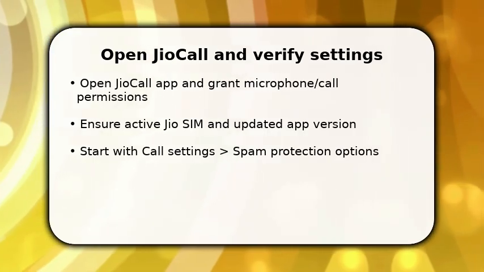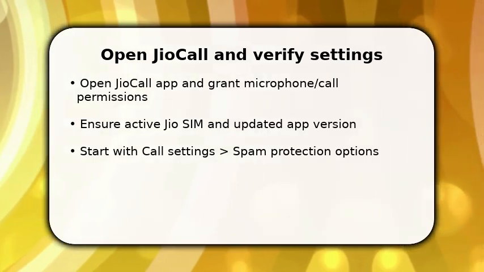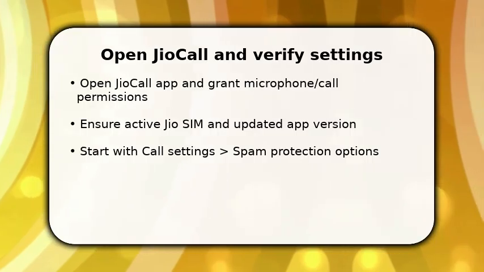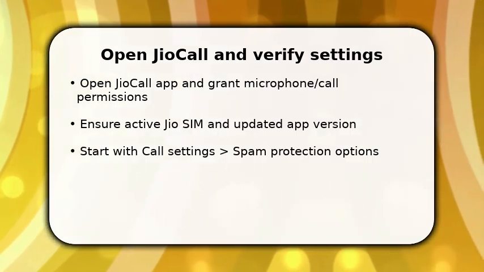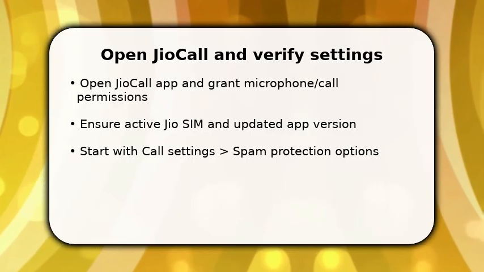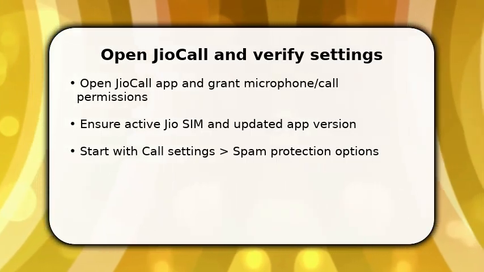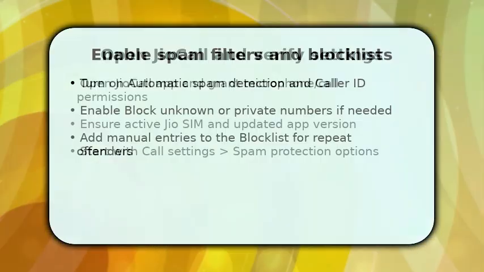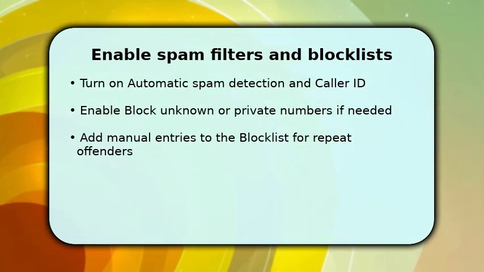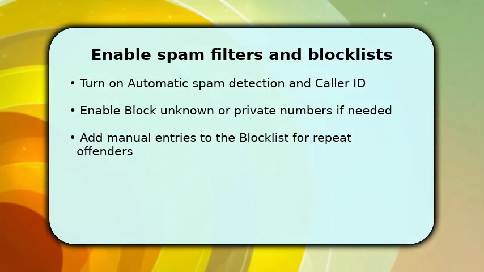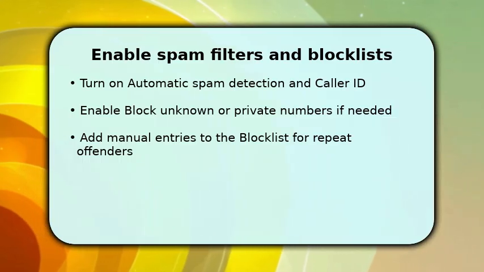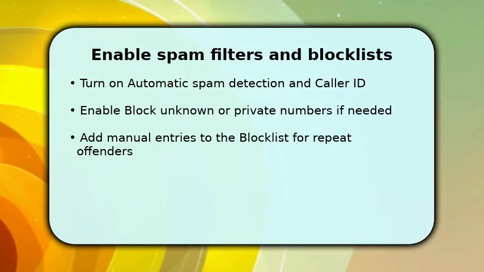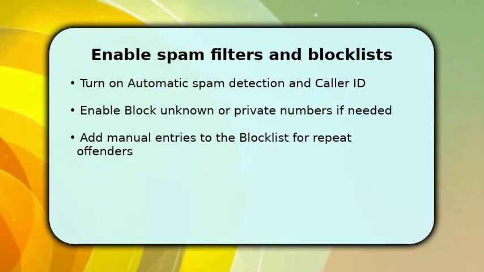Now go straight to the app menu, tap Settings, and choose Call Settings. This first step prepares the app to monitor incoming numbers and apply blocking rules immediately. Next, enable automatic spam detection and caller ID so the app flags suspicious numbers before you answer. This reduces interruptions. Also activate the option to block unknown or private numbers if you rarely expect such calls.